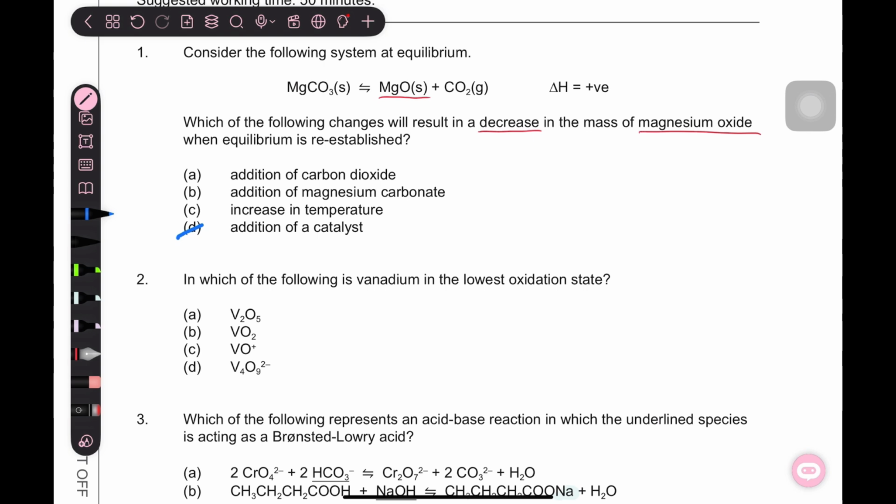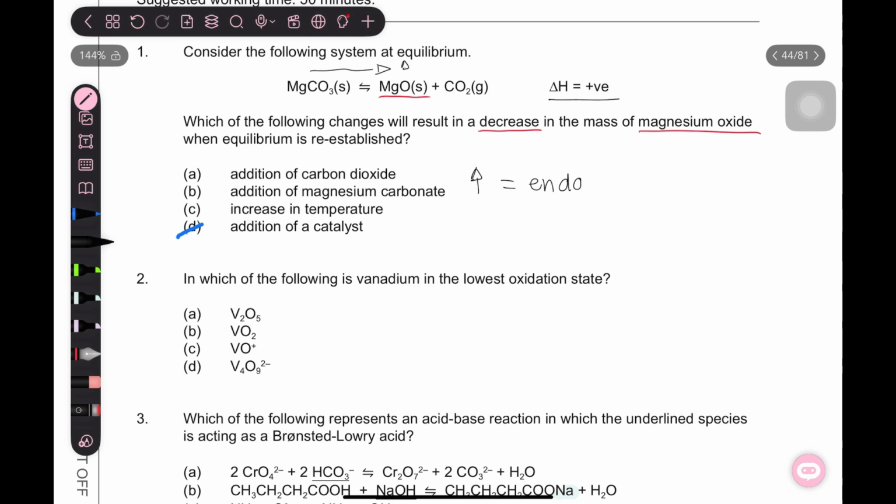Then we have an increase in temperature. Now we know that an increase in temperature results in favouring the endothermic reaction. And in this case, the forward reaction is endothermic, and we know this because the heat value is positive. So if we increase the temperature, then the forward reaction will be favoured, and that will cause the magnesium oxide and the carbon dioxide to increase in concentration. However, we're looking for a decrease in concentration, not an increase, so we can cross this option out.